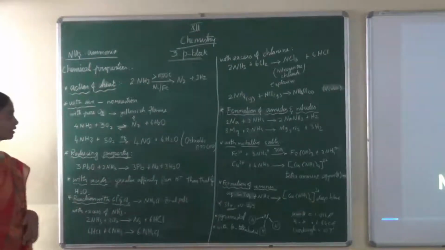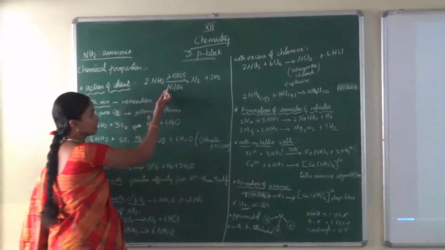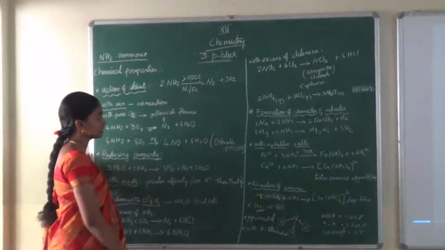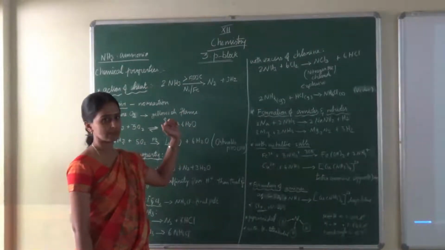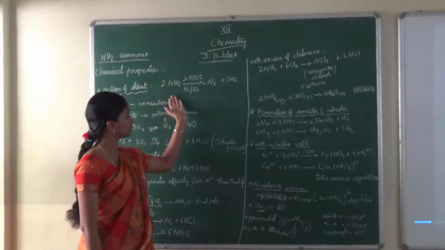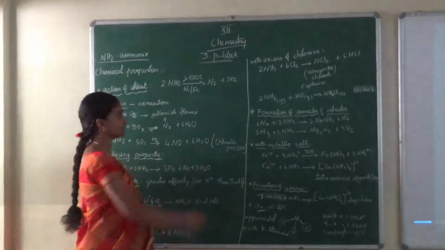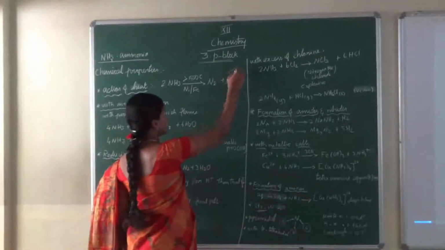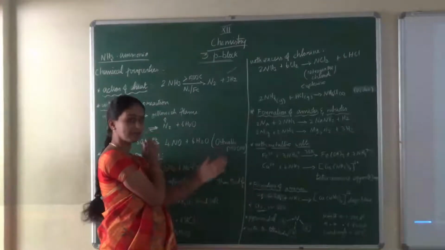Here, this ammonia is NH3. When we heat this ammonia above 500 degrees Celsius in the presence of nickel or iron, any one catalyst we can choose here, it will be converted into nitrogen and hydrogen. You can remember this equation, which we learned in the last class, just reversed, as Haber's process.